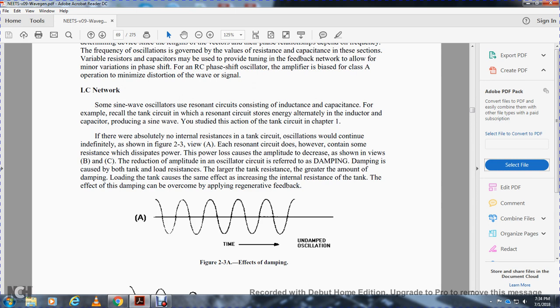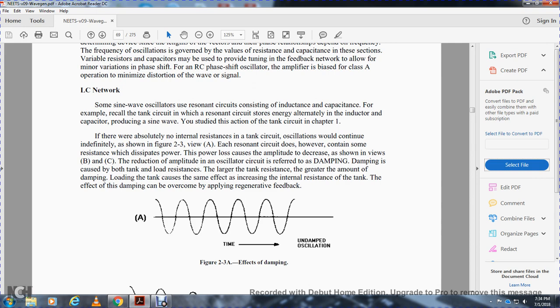The power loss causes the amplitude to decrease. As shown in views B and C, this reduction in amplitude of the oscillation is referred to as damping. Damping is caused by both tank and load resistance. The larger the tank resistance, the greater the amount of damping. Load resistance causes the same effect, as it can increase the internal resistance of the tank.